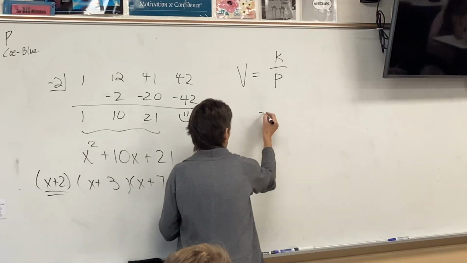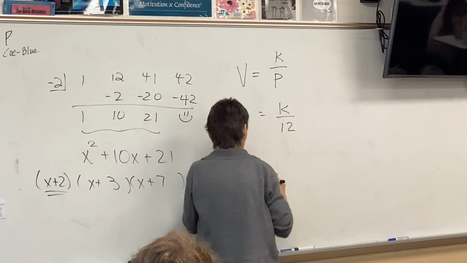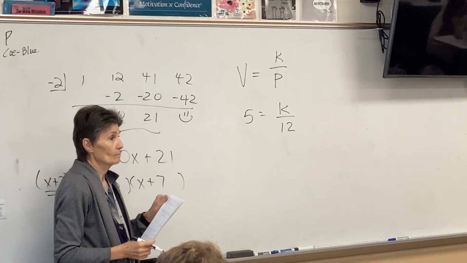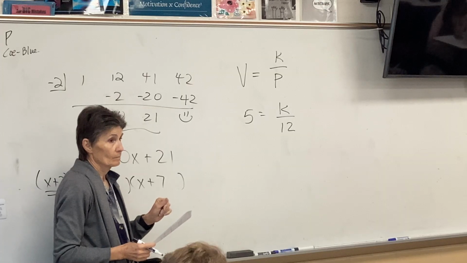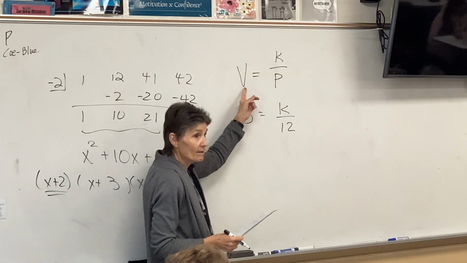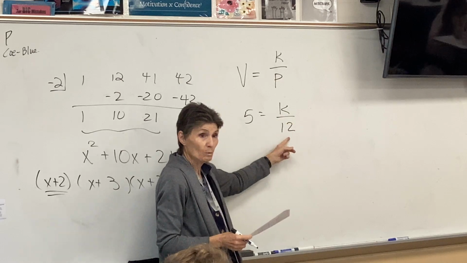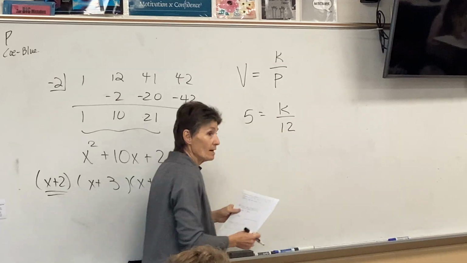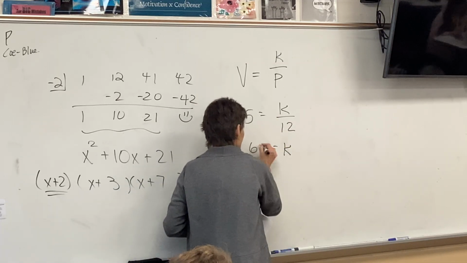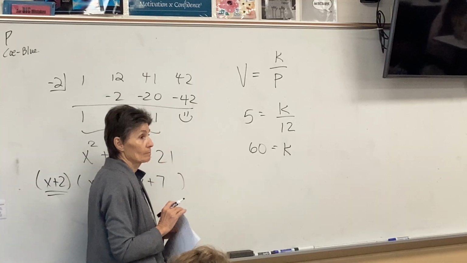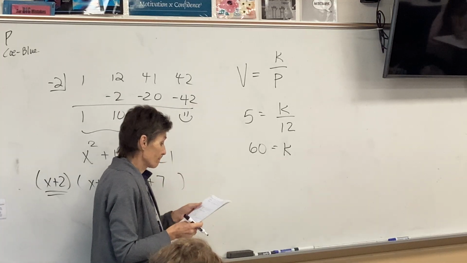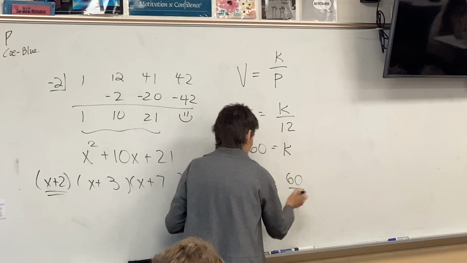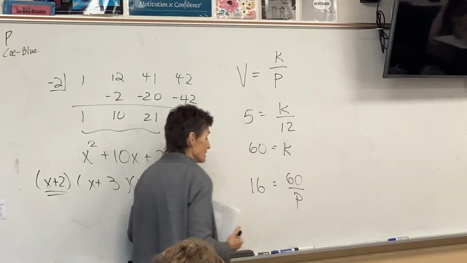If the pressure is 12, the volume is 5. No magic. I put 5 in for V and 12 in for P because that's what it said. Now what does that tell me? That tells me that K equals 60. Find the pressure when the volume is 16.